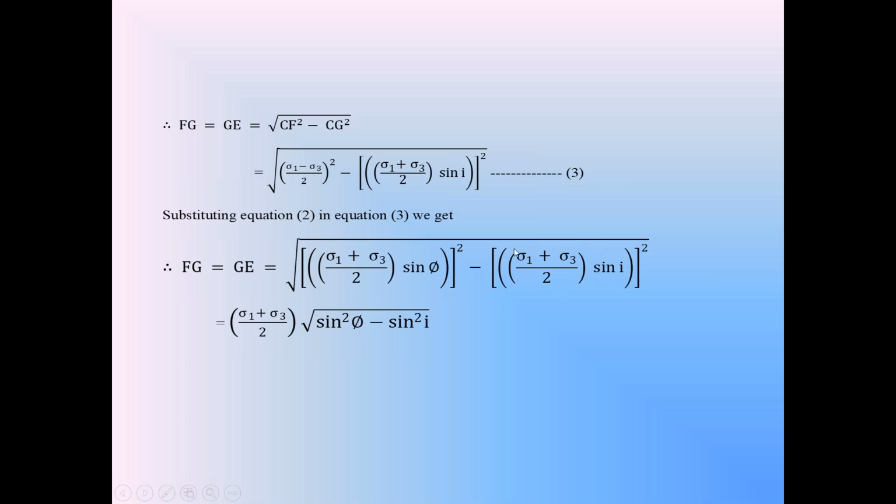Take the (sigma 1 plus sigma 3)/2 common in both terms. In the two terms, take the ((sigma 1 plus sigma 3)/2) whole square common outside the square root. So you will get the length FG, length EG, is equal to (sigma 1 plus sigma 3)/2 into square root of sin square phi minus sin square I.